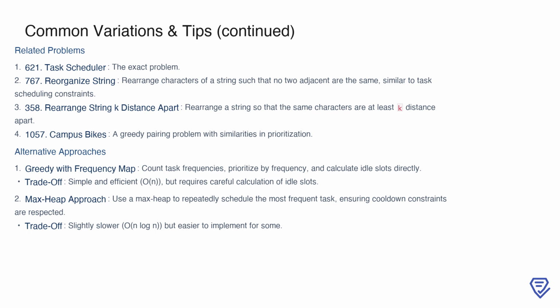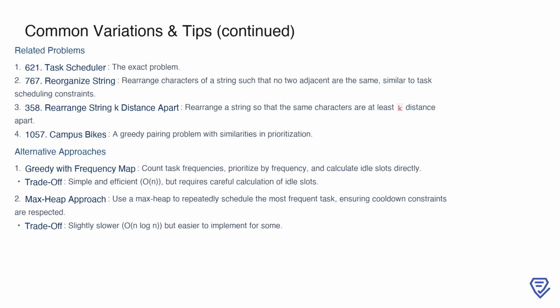Moving on to alternative approaches for solving the task scheduler problem, the first is a greedy method that uses a frequency map. Here, you count the frequency of each task, prioritize based on frequency, and calculate idle slots directly. This method is both simple and efficient, running in O(n) time, but it requires careful attention to idle slot calculation. On the other hand, the max heap approach uses a priority queue to repeatedly schedule the most frequent task while respecting the cooldown constraints. While this method is slightly slower, with a time complexity of O(n log n), it's often easier for many to implement. Both approaches have their trade-offs, so it's important to choose the one that aligns best with your strengths and the problem requirements.